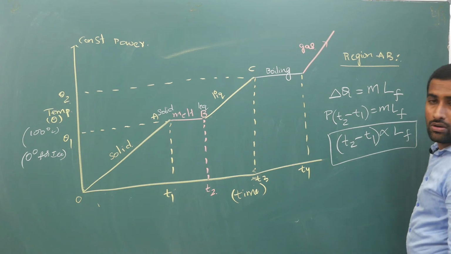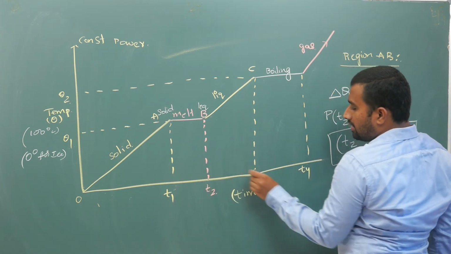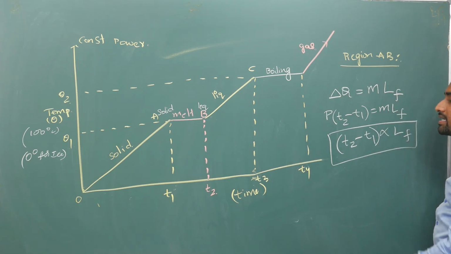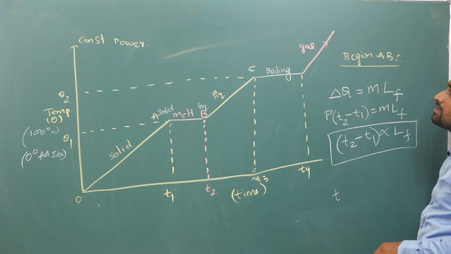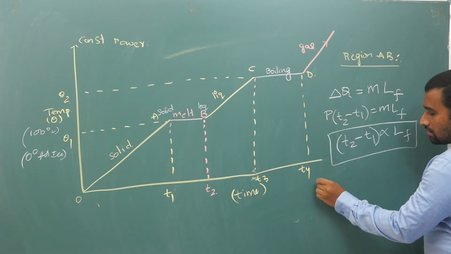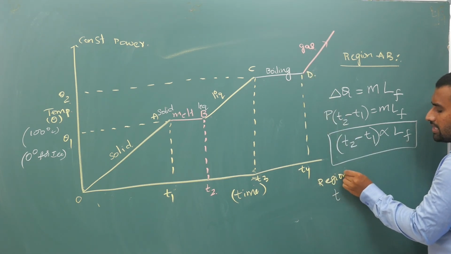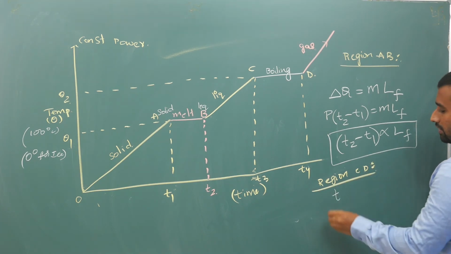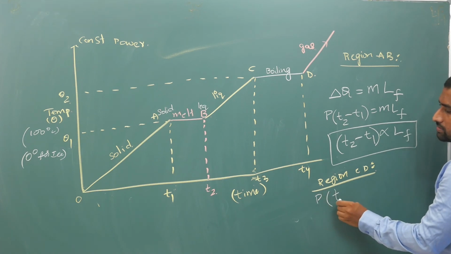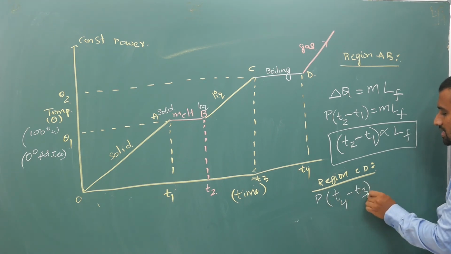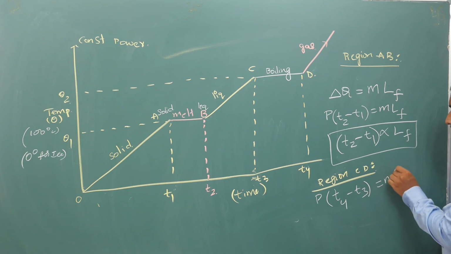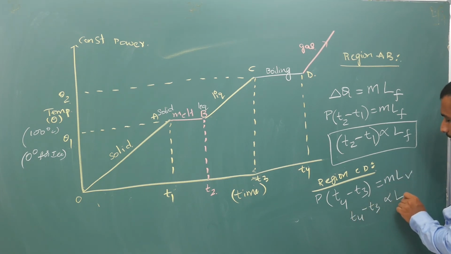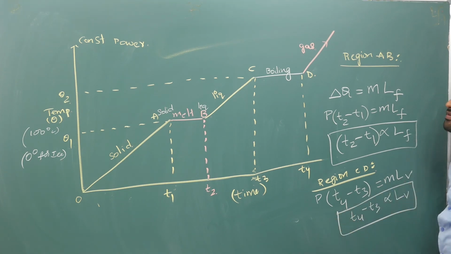If you compare T2 minus T1 with T3 minus T4, the T3 minus T4 part will have latent heat of vaporization. So if you assume this to be D, in region CD, I don't need to explain much. Once again, power times T4 minus T3 gives you mass times latent heat of vaporization. So T4 minus T3 is directly proportional to latent heat of vaporization.